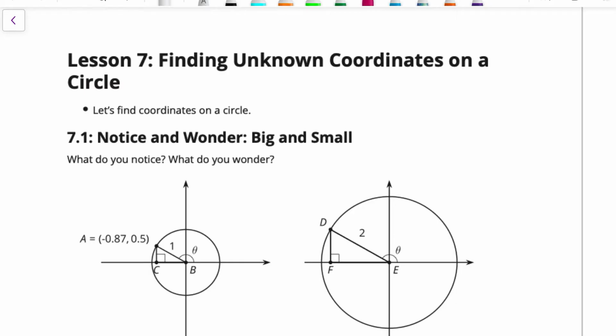So some of the things you might notice: the circle on the right is twice the size of the circle on the left, because you can tell by the radius. 2 is twice 1. Both of the triangles are right triangles. You have A and D in the second quadrant, so your triangles are in the second quadrant.